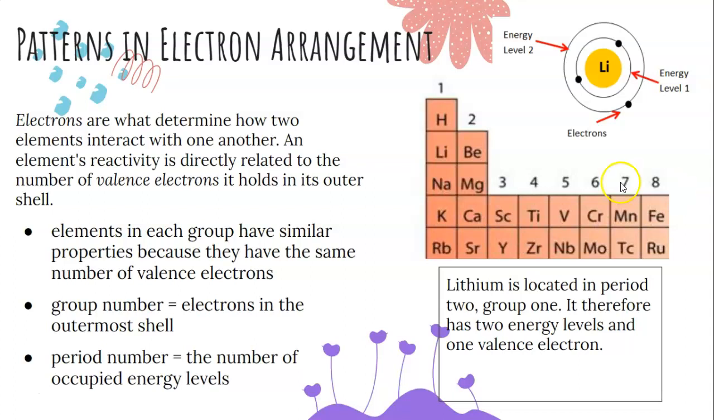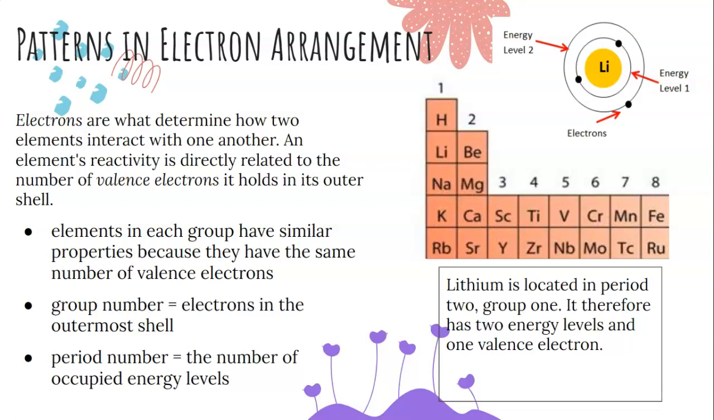Now, if we take a quick look at this picture here, you can see these two circles. These are energy levels. This is its outer shell, and this is its valence electron, the one that's on the outside. Now the patterns we're going to see are that elements in each group have similar properties. So therefore they also have the same number of valence electrons. What does that mean? Well, it means when we draw them, we have a good idea of how to figure out where these electrons go.